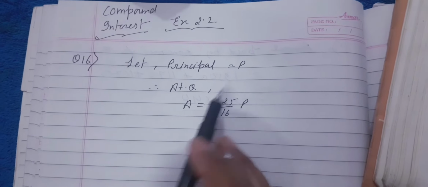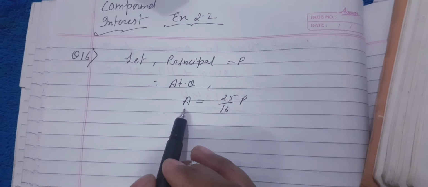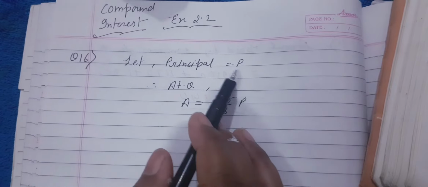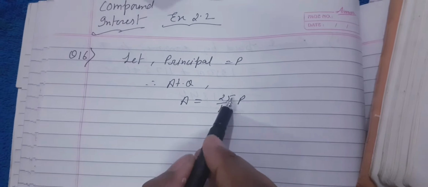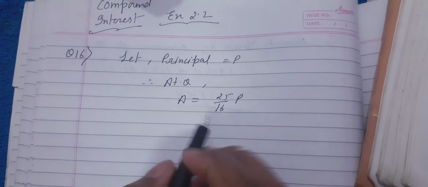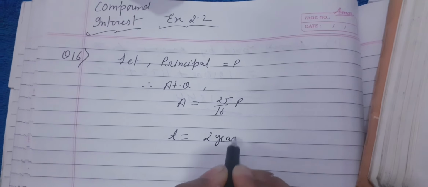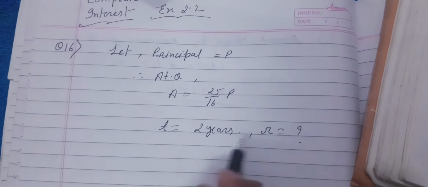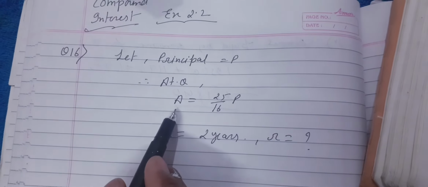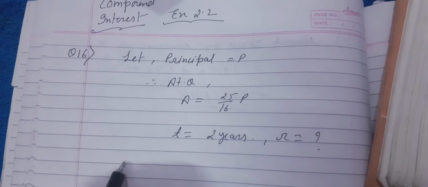Neither principal is given nor amount is given, but it is given that amount after 2 years is 25 by 16 of the original principal. That's why I have written, first of all we consider that principal is P, therefore amount is equals to 25 by 16 P. Time is 2 years and we have to find out rate. So since the value of amount is given, so we will use the formula of amount, not of compound interest.